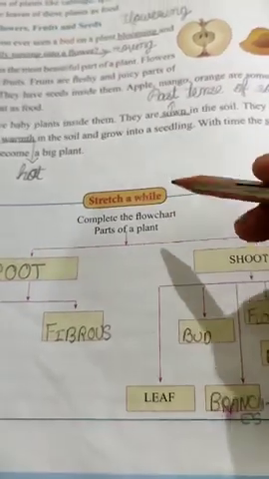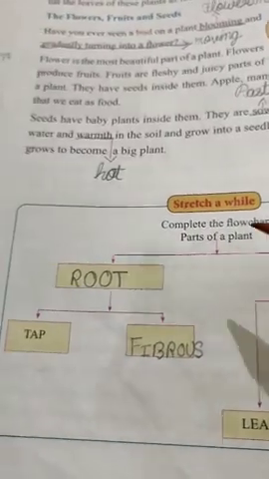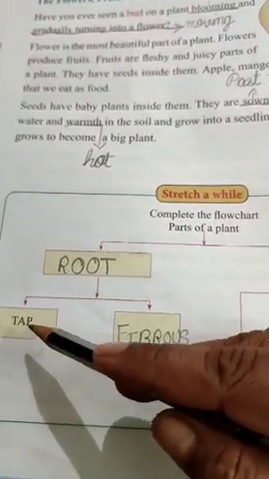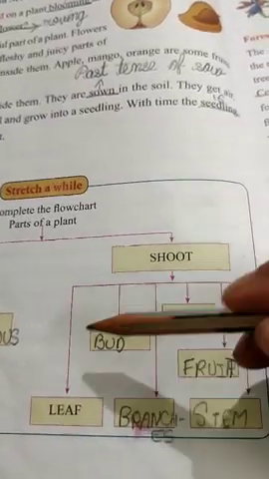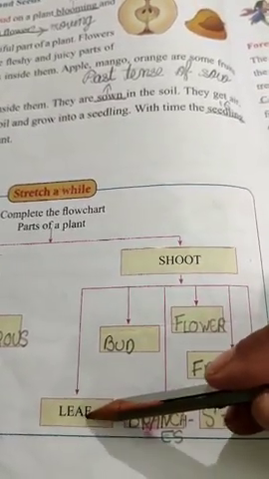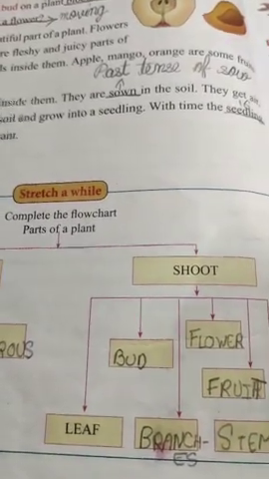Yes, see, plant parts are of two types. One is root and the other one is shoot. Roots are of two types. One is taproot and the second one is fibrous root. And the shoot part, dear students, consists of the leaf, bud, branches, flower, fruit and stem.